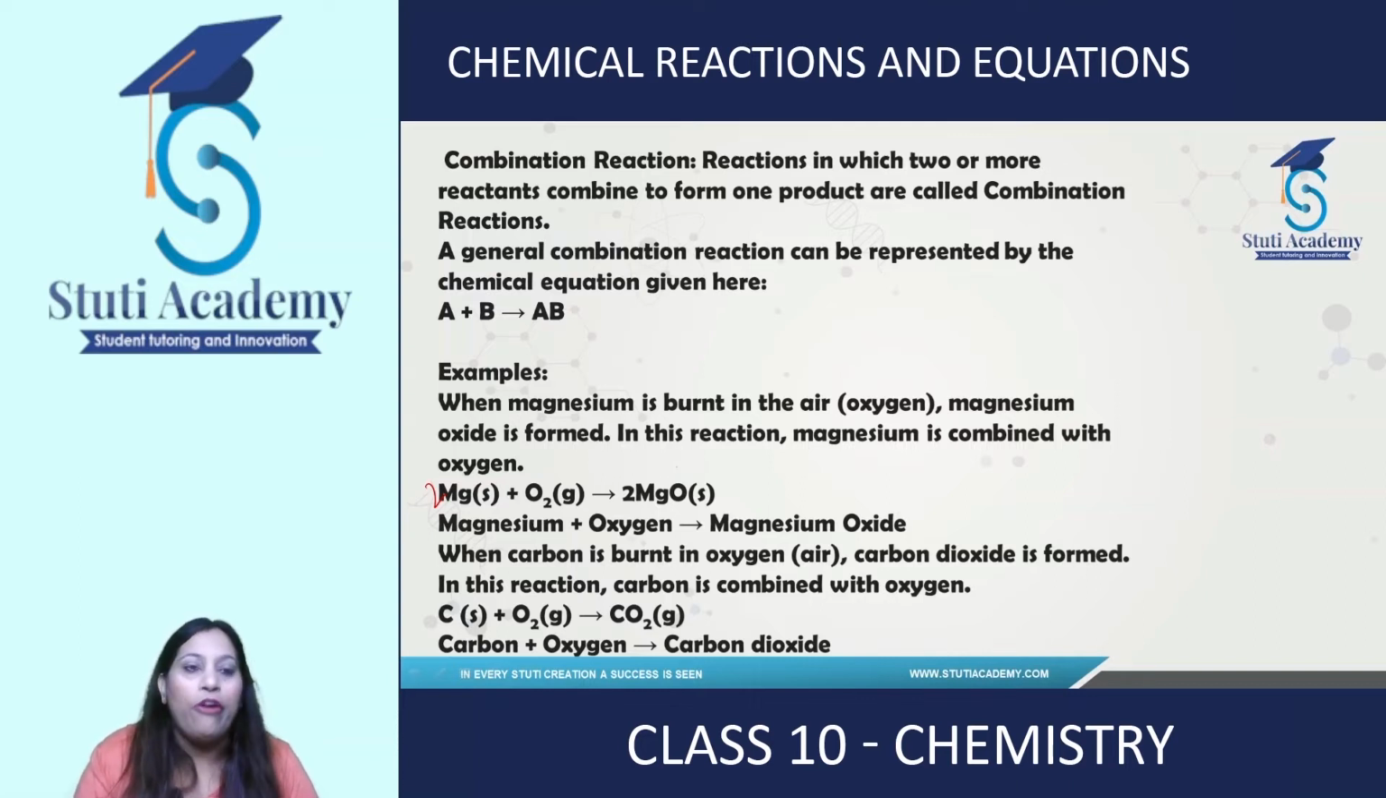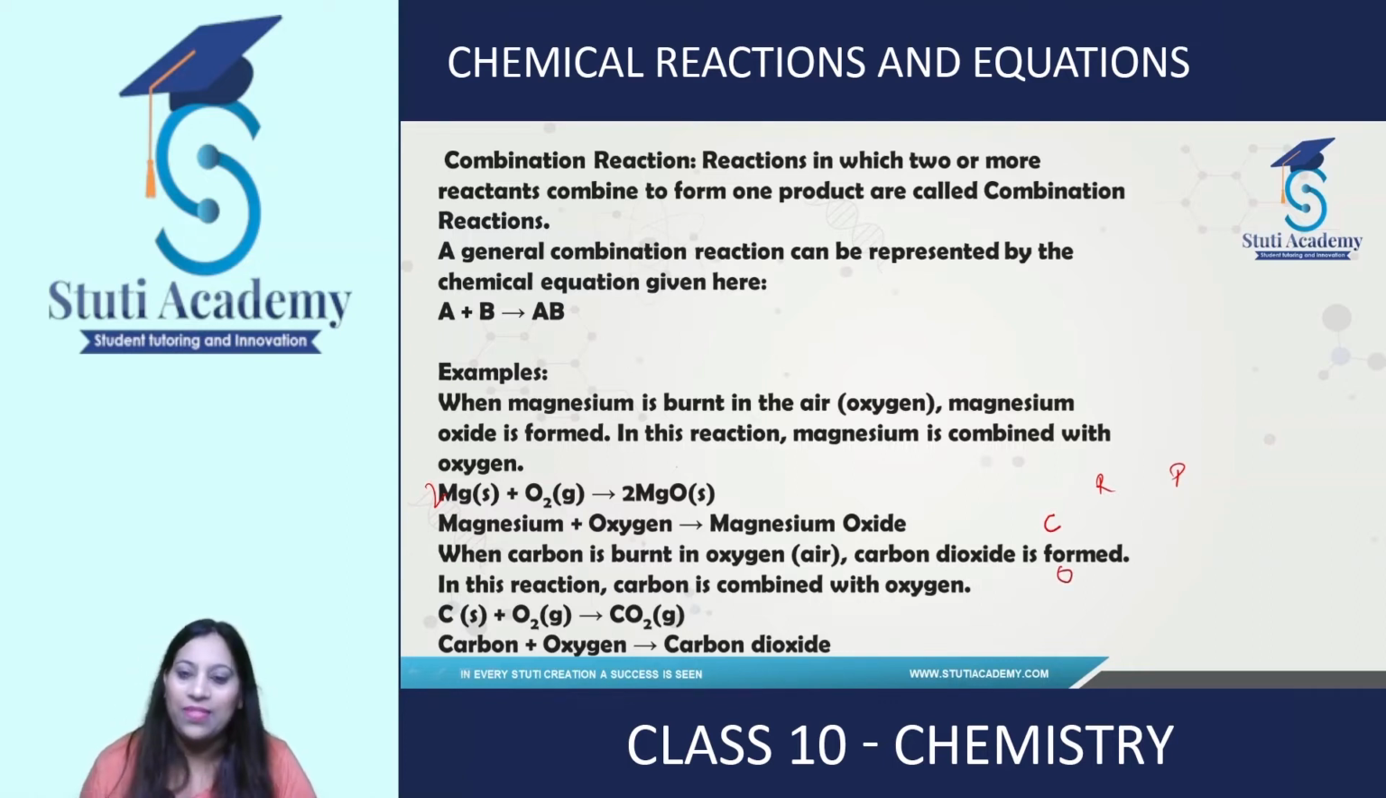Another example of a combination reaction is when carbon comes in contact with oxygen. As you can see here, it results in the formation of carbon dioxide gas. When carbon dioxide gas is formed, again by using the hit and trial method, we'll check whether the equation is balanced or unbalanced. Again, just tell me so that I can write the name of the element. First, which element should I write? Yes, carbon.